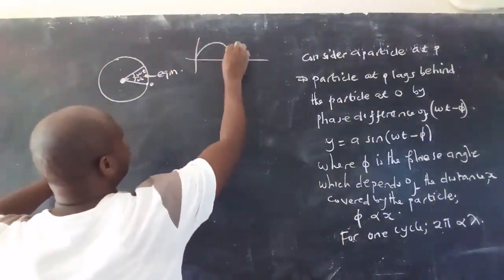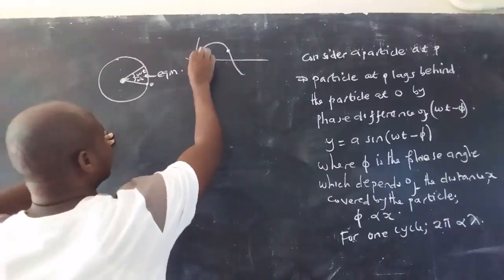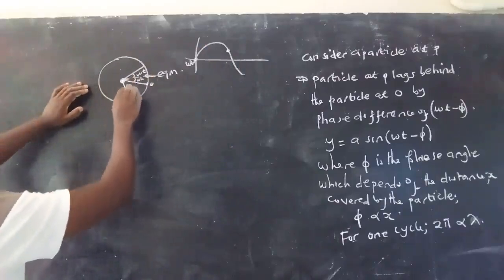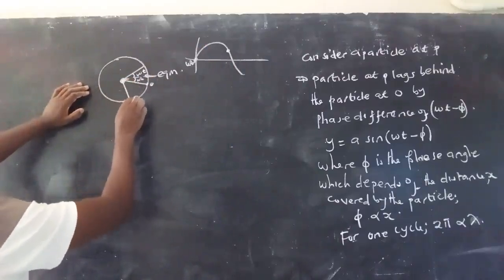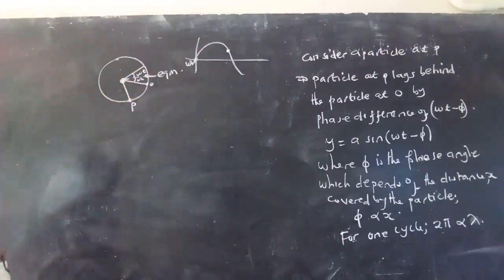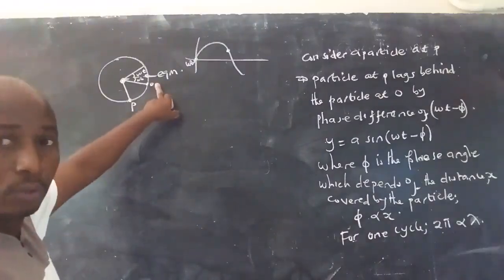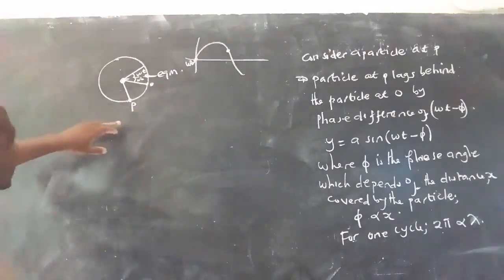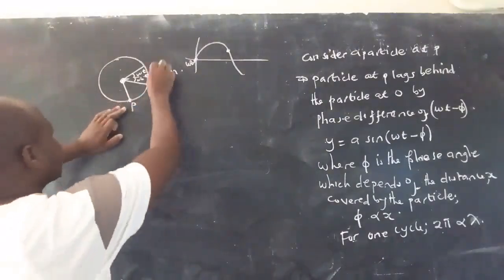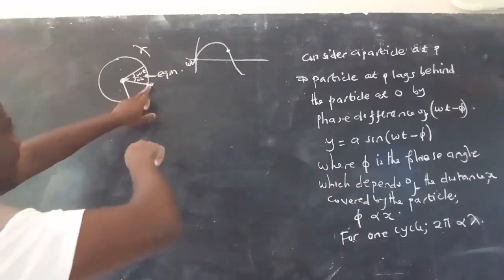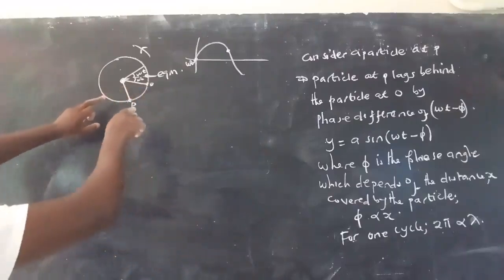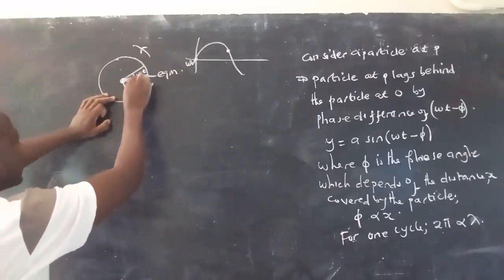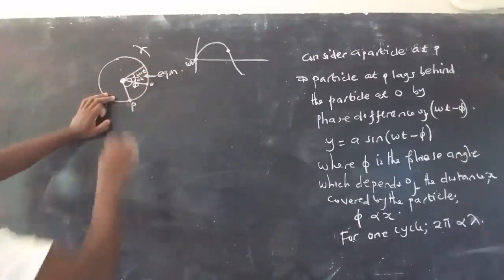At position P, which has moved the distance x, this is omega t here. We're saying that it lags behind. This is a particle at the position P. It lags behind this particle. Since the lag is behind this particle, because it's supposed to be moving like this, the angle from the equilibrium position, this angle, is phi.